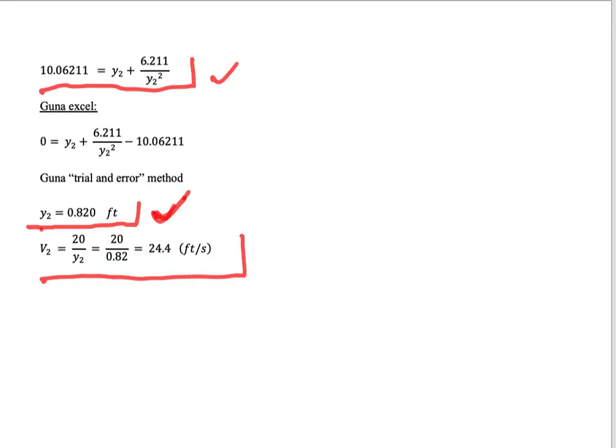Sometimes, because we solve y squared here, you could get two values. So please make sure that you take the correct one. So by solving this, we know that y2 is 0.82 feet and v2 is 24.4 feet per second.